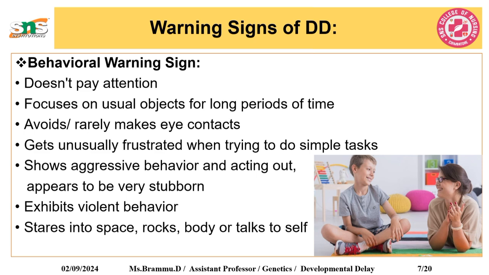The first aspect we are going to cover is behavioral warning signs. The child won't be able to pay close attention, and there is no focusing; they might focus on a normal object for a long time. For example, if they see our hands, they'll keep looking at our hands for a long time, and they avoid contact, especially eye-to-eye contact.